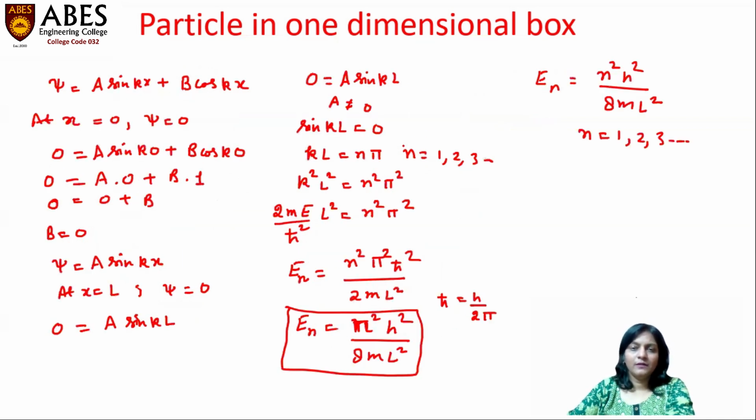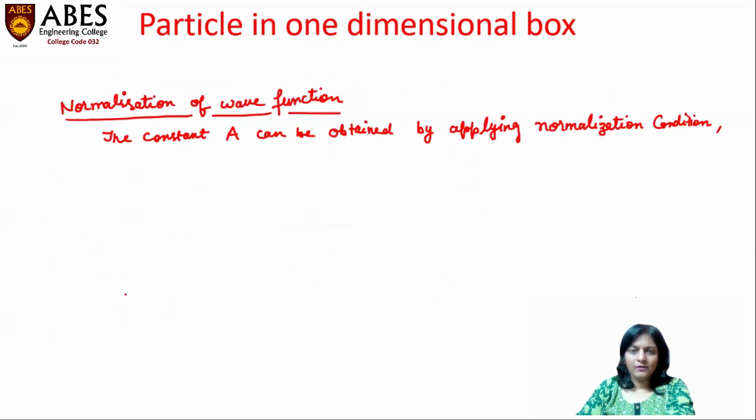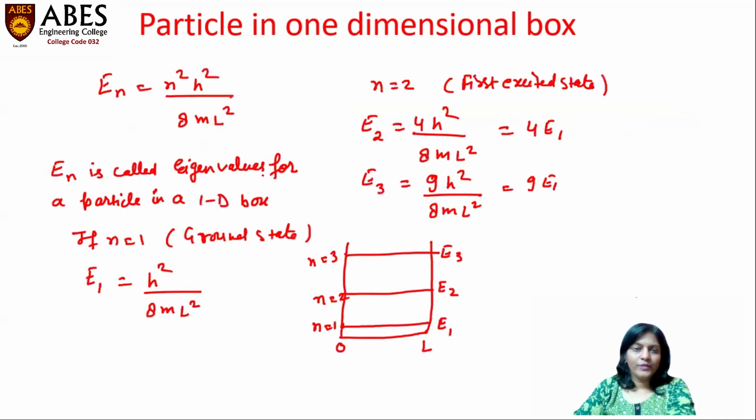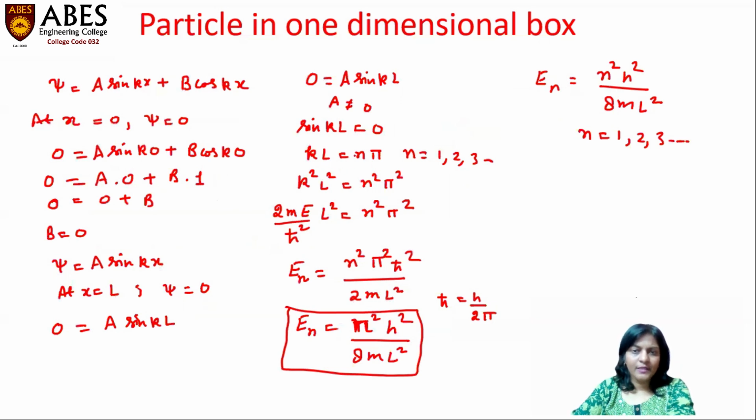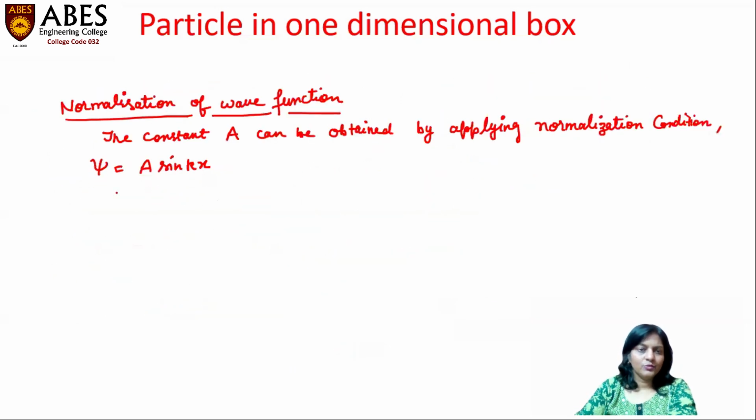Still, we did not calculate this A. This A is still pending with the help of the boundary condition. So we will determine the value of A with the help of the normalization condition. We can find the value of A because the wave function psi is still A sine kx, and we know K is n pi by L. So I can write psi as A sine of n pi x by L.